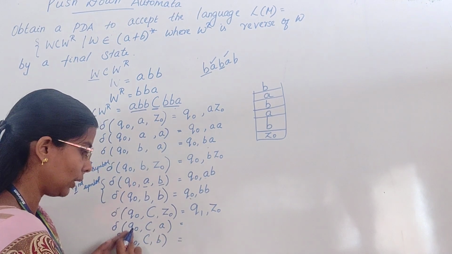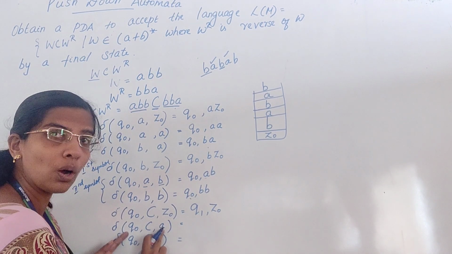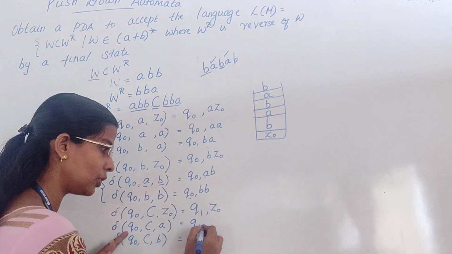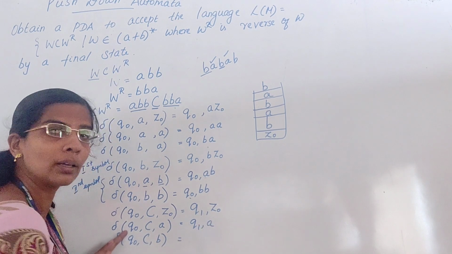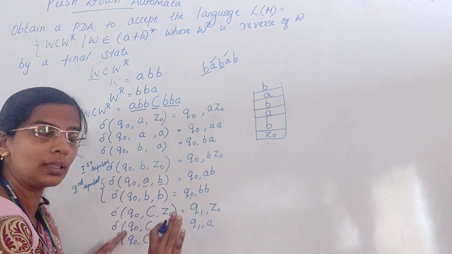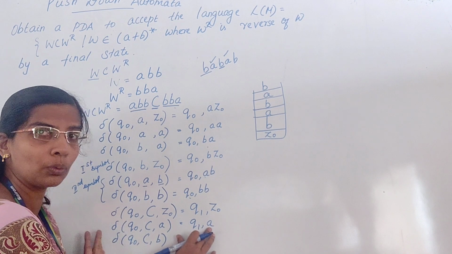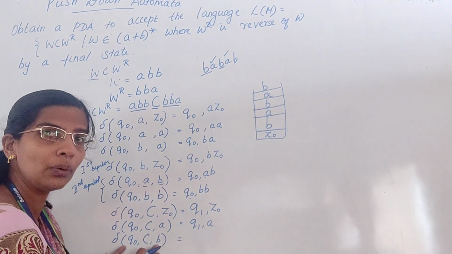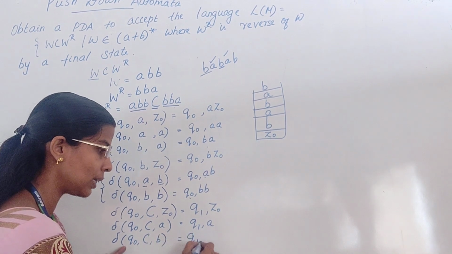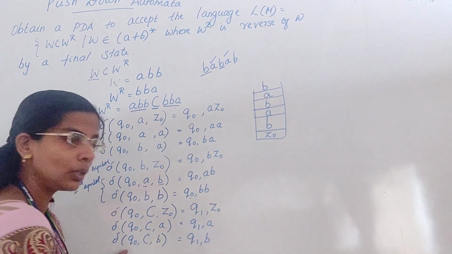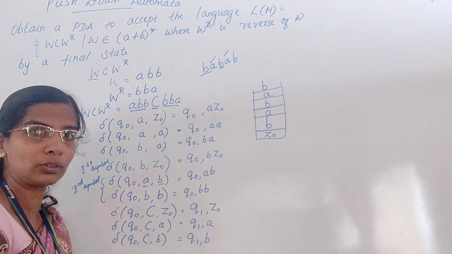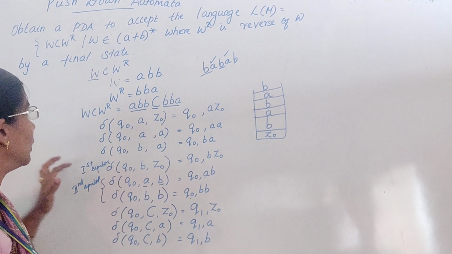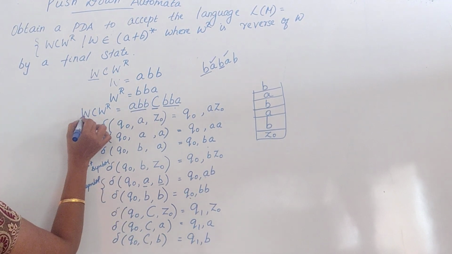So if your stack has A on top, in this case also make a state change and let your stack top be the same. Let your stack top be A alone. Next, here also if your stack top is B, what you have to do, just make a state change and not do any operation. Stack top remains the same. Now we have finished till here.